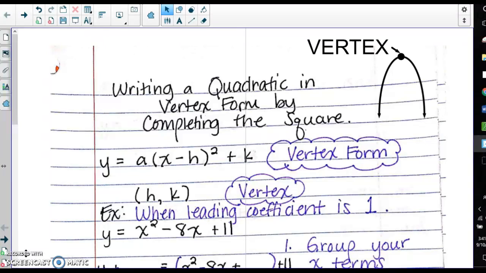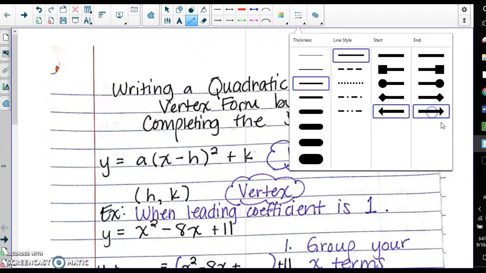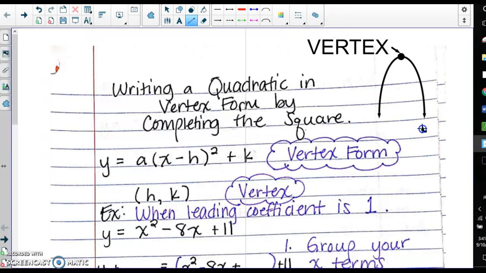A quadratic produces a U-shaped graph called a parabola. So if you look over here, this is what a parabola looks like when it's graphed, and it has a vertex, either the highest point or the lowest point, because this could be flipped upside down like this. Okay. All right, so in that case, the vertex would be down here.